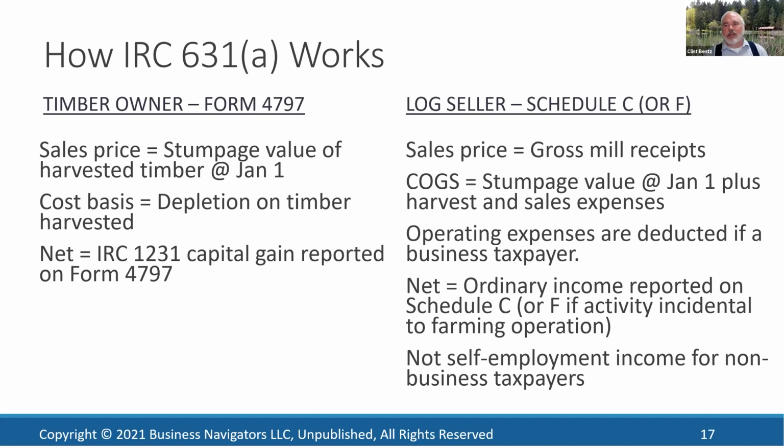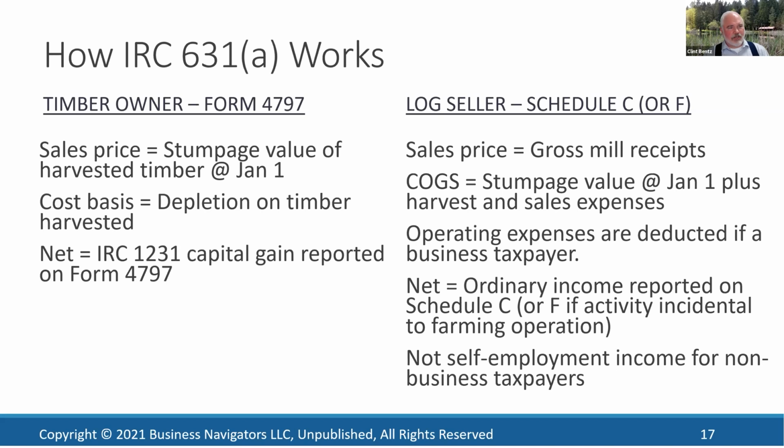On the log seller side, you're still going to pick up those gross receipts from the mill. Instead of on the front page of the 1040, if you were an investor or personal, you're now going to pick that up on Schedule C. So you're going to fill out a Schedule C and put the gross mill receipts as your income. And then you have your cost of goods sold, which is that stumpage value. So it's not the net amount, it's the gross stumpage value.